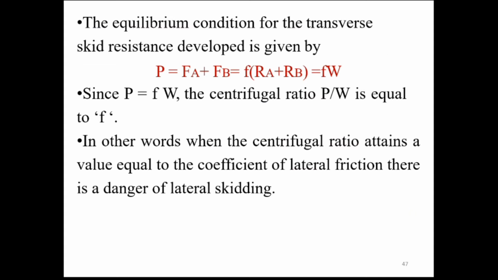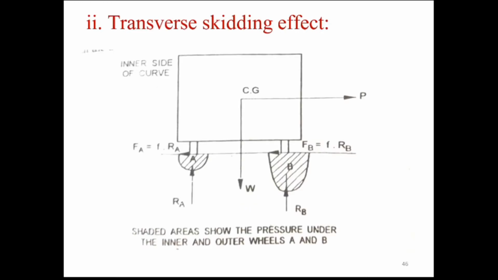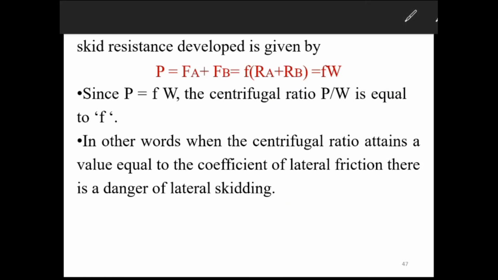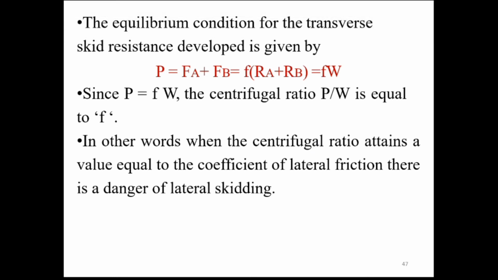So now the equilibrium condition for the transverse skid resistance developed will be given by P equals FA plus FB. That is, the centrifugal force P will be equal to FA plus FB, that equals F of RA plus RB, that is reaction at A and reaction at B, and that will be equal to F of W.